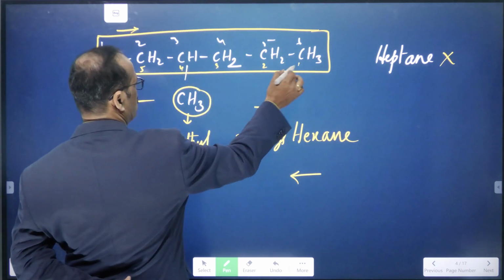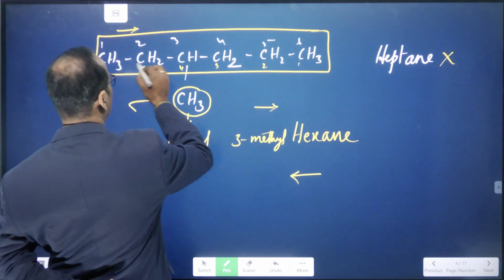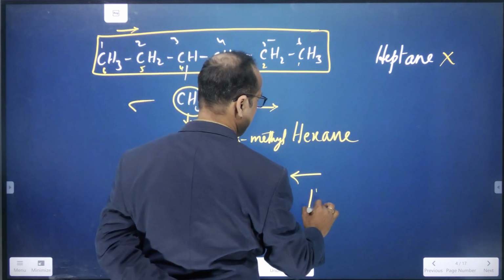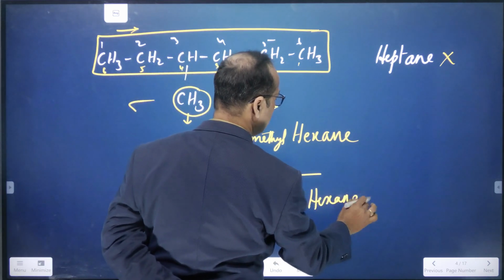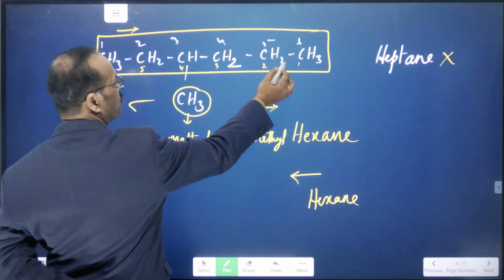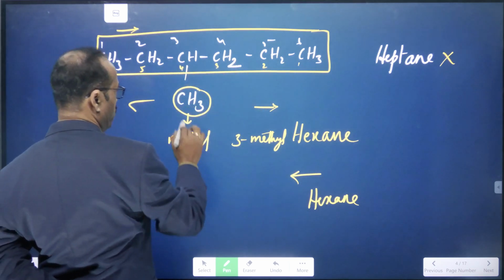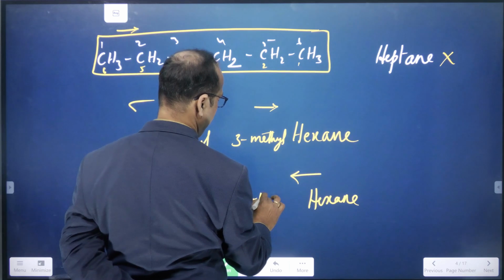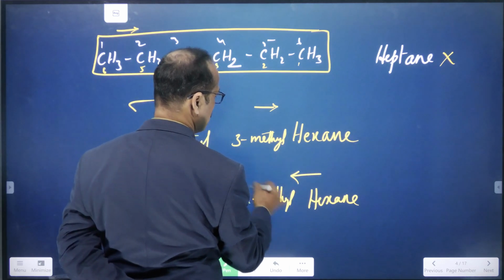Now if I write the name from this side, if I count 1, 2, 3, 4, for 4 it is coming. So the root word remains the same. 1, 2, 3, 4, 5, 6, that is hexane, the same. But here this methyl is attached to which carbon? 1, 2, 3, 4. So here it is 4-methyl. Now in this, which one is correct?